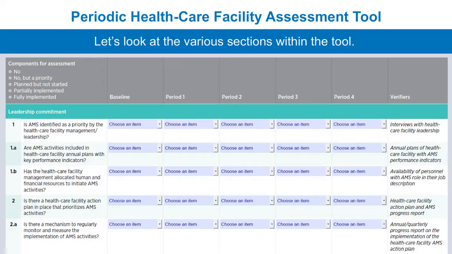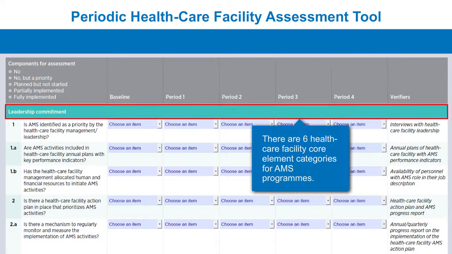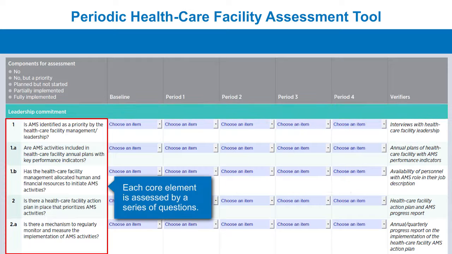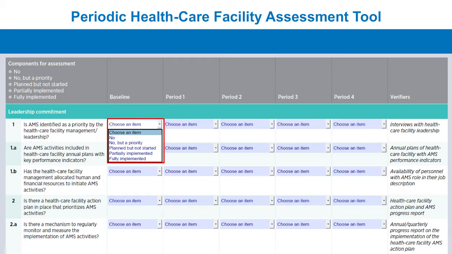Let's look at the various sections within the tool. The assessments ideally are conducted periodically to monitor progress over time. There are 6 healthcare facility core element categories for AMS programs. Each core element is assessed by a series of questions. Respondents need to provide answers to each question for a given period. You can select answers from the drop-down, which are the following.